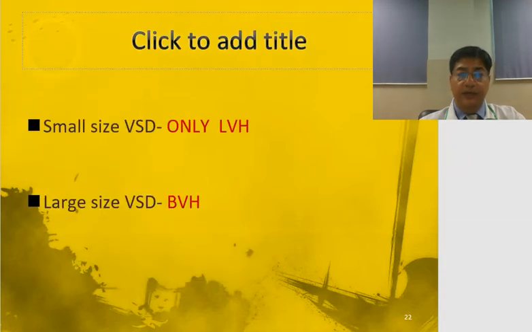So initially, in a small defect, there is only left ventricular hypertrophy because the left heart has to work more for the pumping of blood to the aorta and through the defect as well. If the defect is larger, then the right side is also receiving more blood, so it has to work more also, so there will be biventricular hypertrophy, especially when pulmonary hypertension happens.